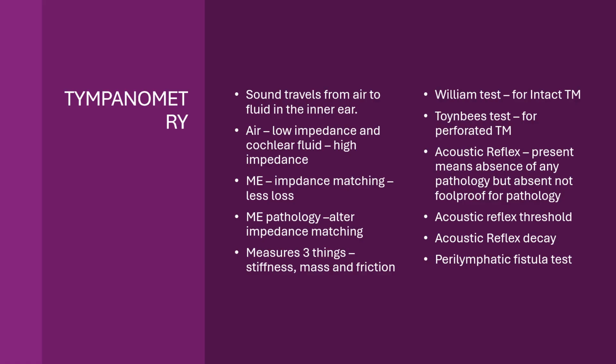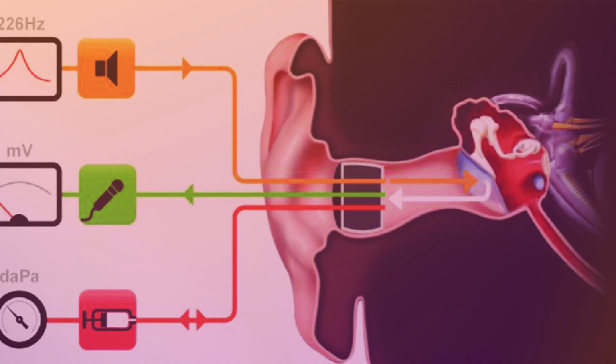Now, what is the basic concept in tympanometry? This is how tympanometry is performed. The first probe transmits sound using an instrument, 226 hertz is delivered. The third one creates the air pressure, and the middle one records the vibration of the tympanic membrane.